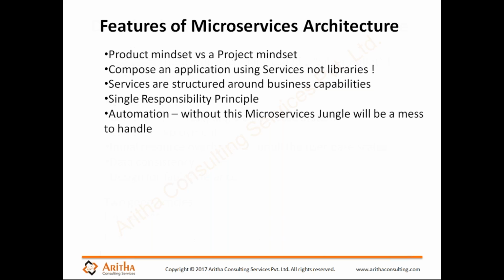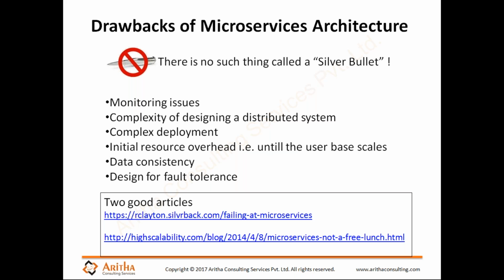Right? So as with any other technology, there are drawbacks of microservices architecture also. There is no such thing as a silver bullet. Because you have multiple services, you will always have monitoring issues. Then there is the complexity of designing a distributed system. Architecting a system in a new paradigm always has its own pitfalls. It takes some time to dig through all the requirements and then build a really good microservices architecture out of it. So the designing itself is a complex aspect. Then there is complex deployment, as I said in the previous one, otherwise we will end up with something called a microservices jungle.